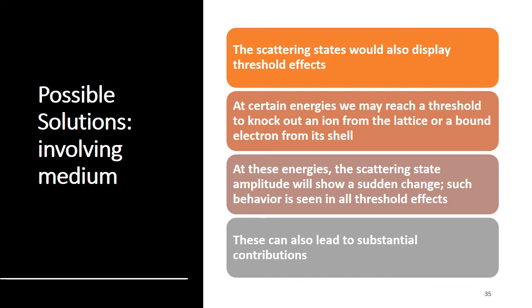At certain energies, we may reach a threshold to knock out an ion from the lattice or a bound electron from its shell. At these energies, the scattering state amplitude will show a sudden change. Such behavior is seen in all threshold effects. These can also lead to substantial contributions.